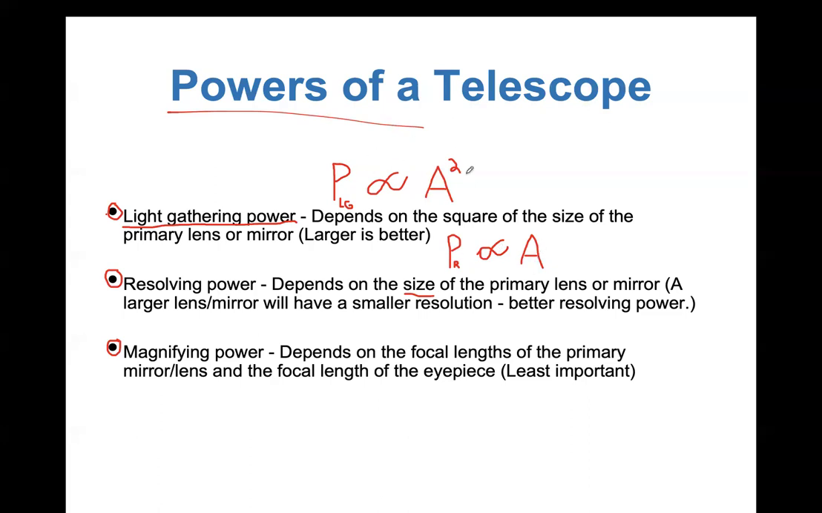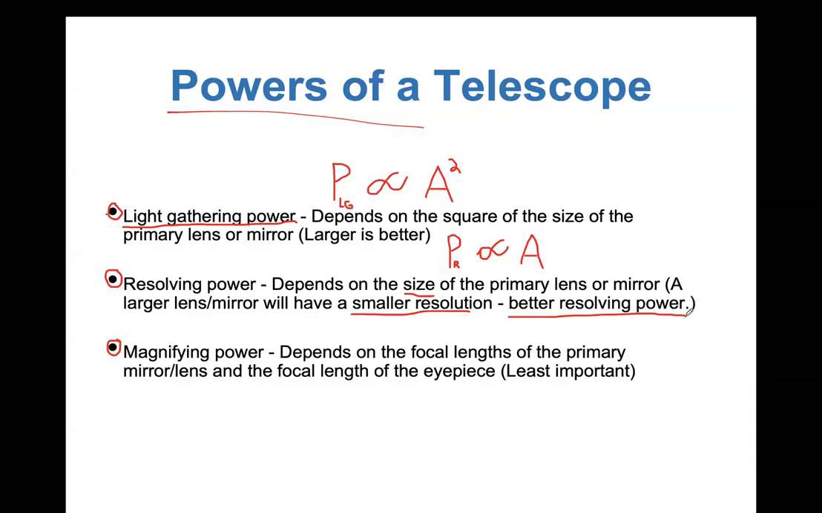So you've got that difference. Being proportional to the square of something means a big effect. You double the size, that really matters. But having a linear or direct proportionality, still, bigger is better, but it doesn't give you as much. Your returns are not as dramatic. So resolving power depends on the size of the primary lens or mirror, and a larger lens or mirror will have a smaller resolution, and a smaller resolution is a better resolution.